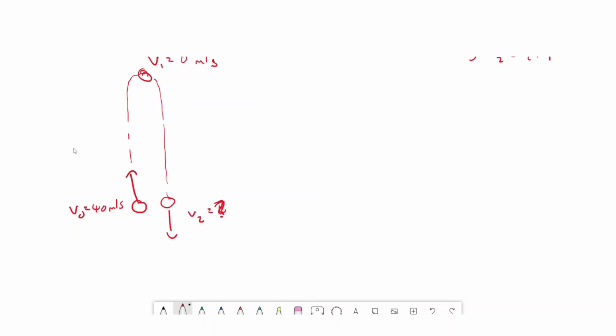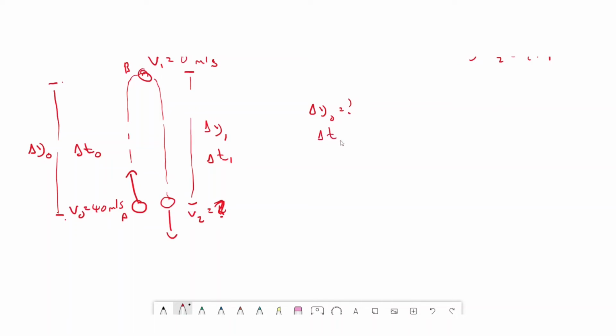All right. And then the distance that it took from here to here, let's call that distance delta y0. The distance that it took from here to here, let's call it delta y1. The time it took from here to here, let's call it delta t0. That's the time it took from A to B. From B to C, let's call that time delta t1. Right? So what we are going to do is we are going to find delta y0. We are going to find delta t0. We are going to find delta y1. We are going to find delta t1. Then we are going to find v2. Right? That's what we are going to do.